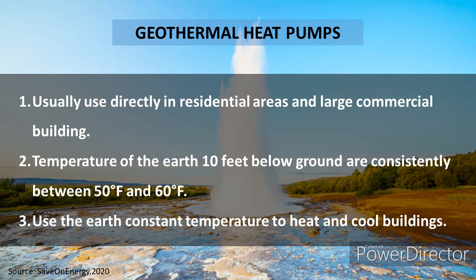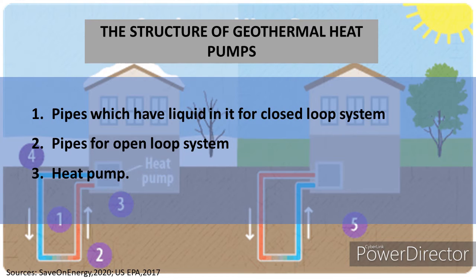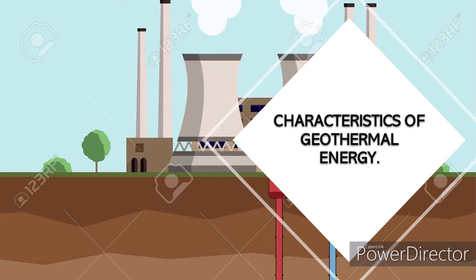The temperature of the earth 10 feet below ground is consistently between 50 degrees Fahrenheit and 60 degrees Fahrenheit. It also uses the earth's constant temperature to heat and cool buildings. The structure of geothermal heat pumps: there are 3 main structures in it. It includes pipes that have liquid in them for the closed-loop system, pipes for the open-loop system, and a heat pump.